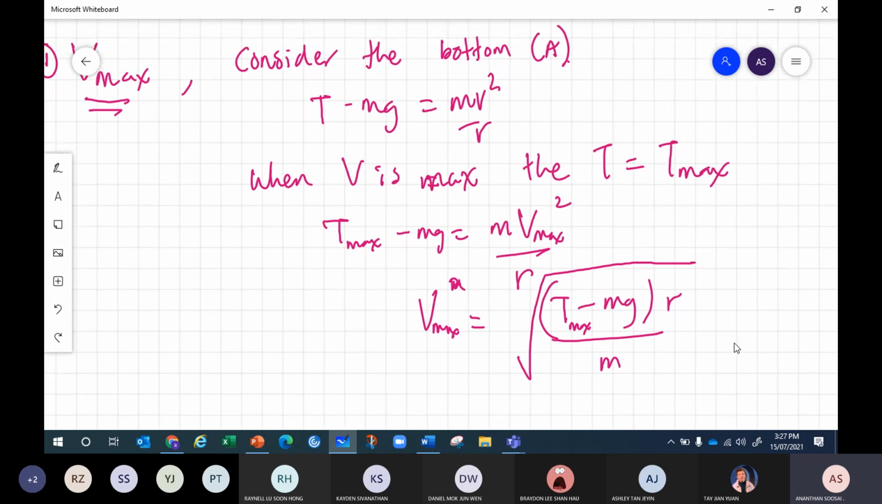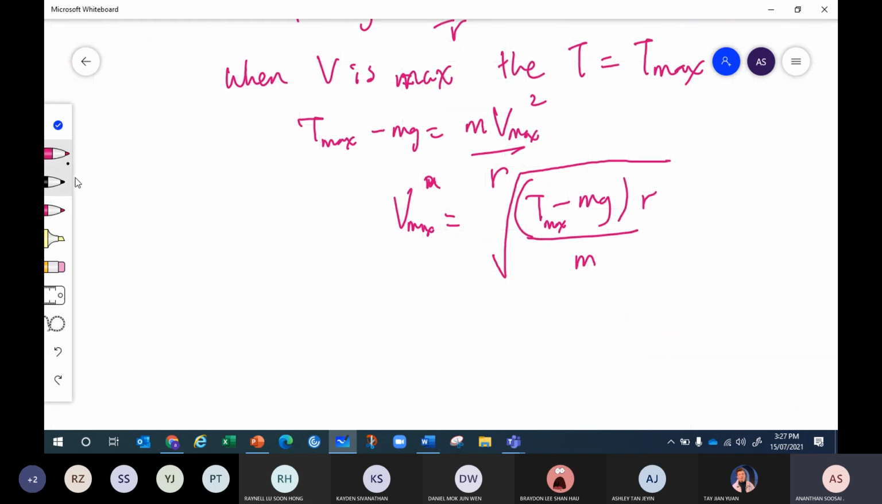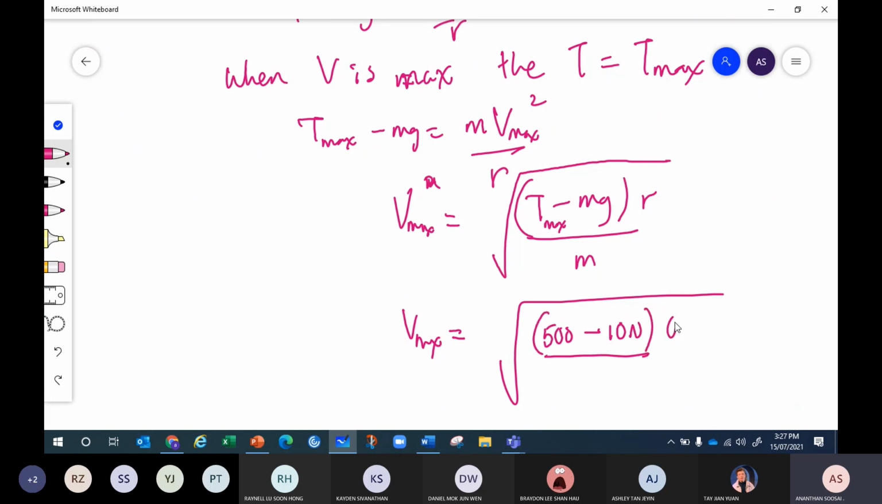So moving on, for this system, let's calculate. The Vmax of the system should be the root of the tension. The maximum string tension you use is 500 Newton. The weight is 10 Newton. And the radius is 0.5 meter. If the weight is 10 Newton, what will the mass be? The mass will be 10 divided by 9.81 gravity. Put in the mass, then you get the answer. This is the Vmax.